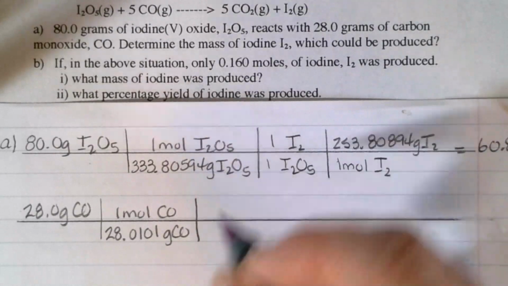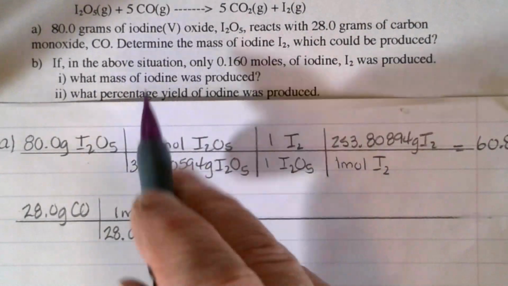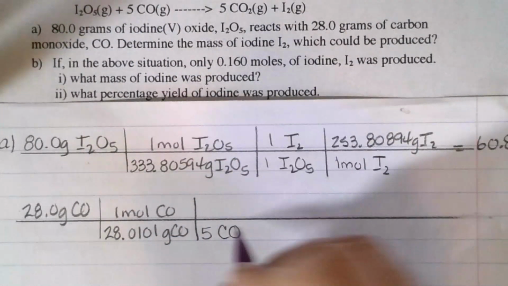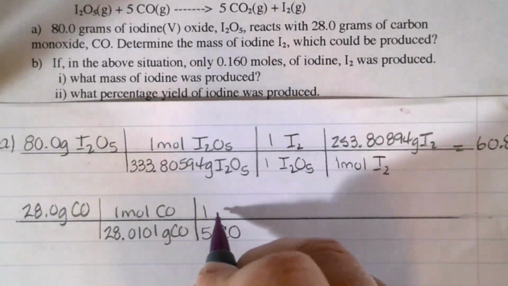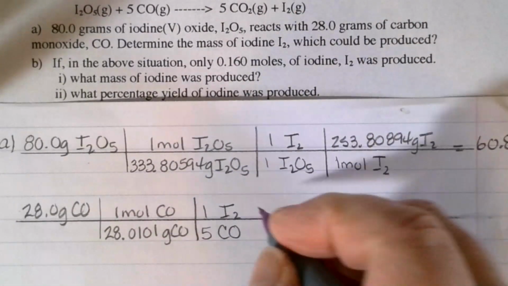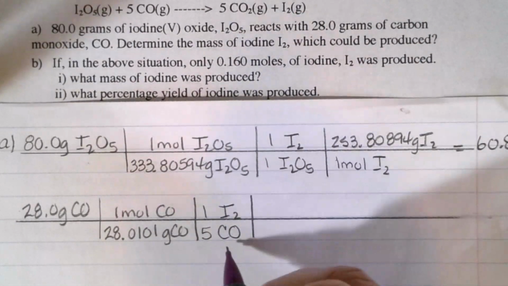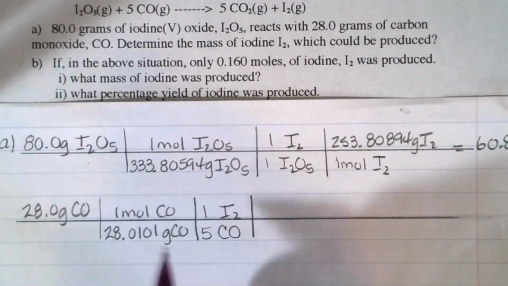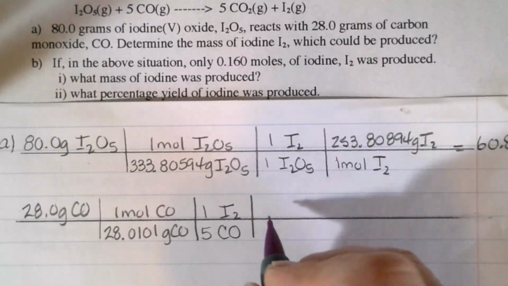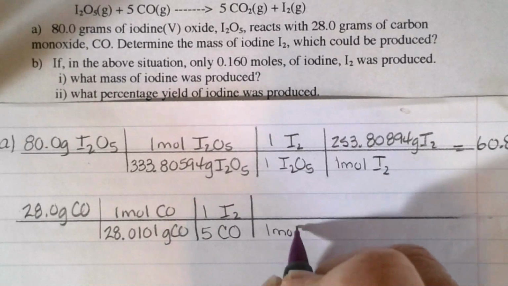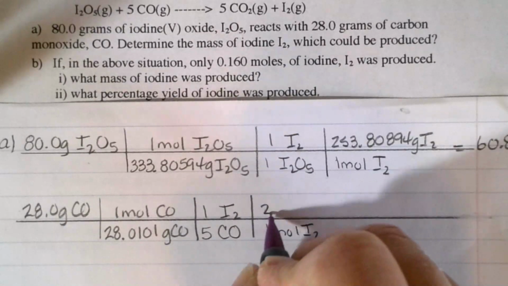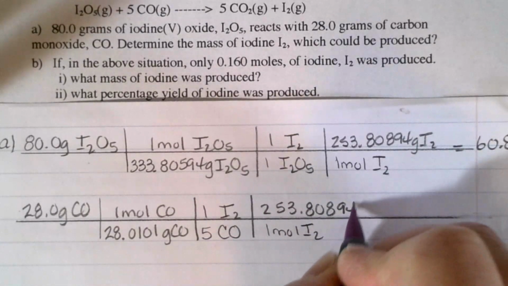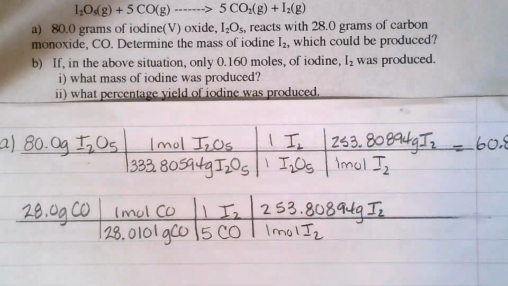Then I'm going to go to my balanced equation and I see that 5 moles of carbon monoxide make 1 mole of iodine gas. This is the ratio that transitions us from what we're given to what we want to find out. And again, 1 mole of iodine gas is 253.80894 grams of iodine.